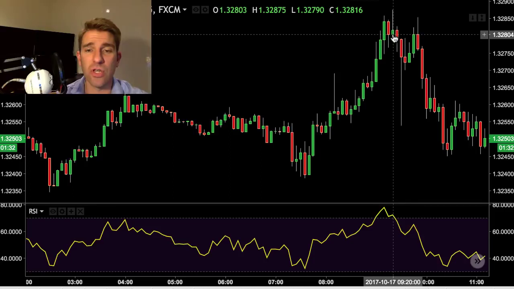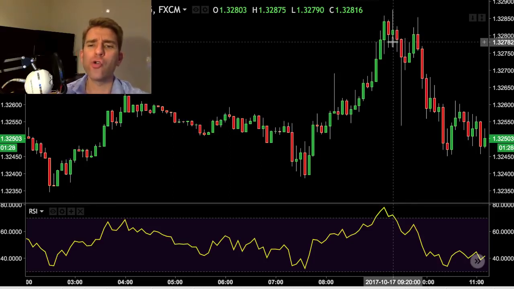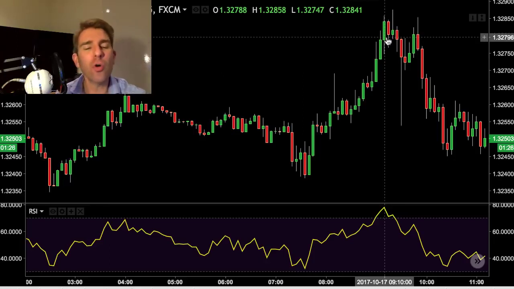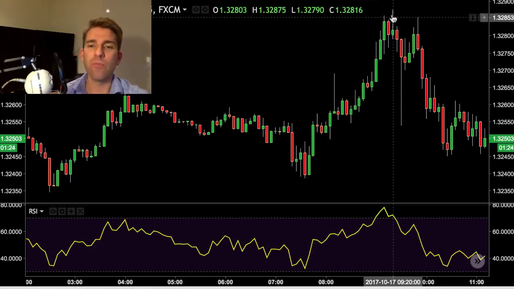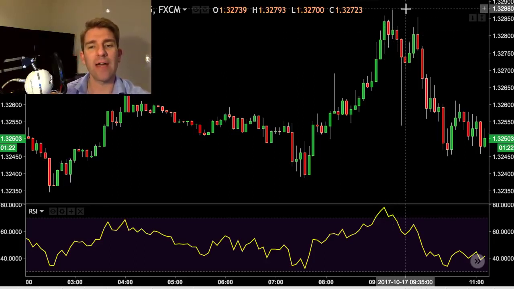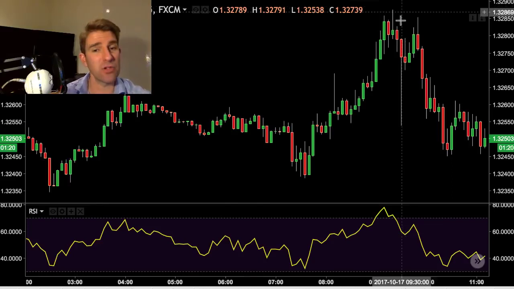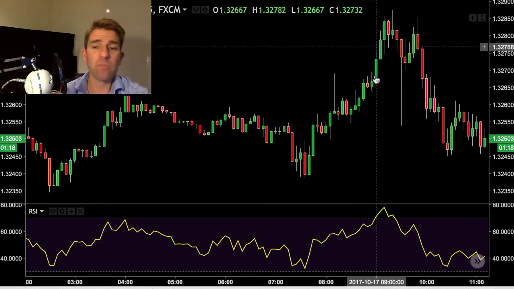So the entry here would be 132.81, or short below the break of the low. I think you can do either. Again, up to you. You probably want to have a stop above the high of that candle, 1 or 2 pips above the high of the candle in the short, and then your target.